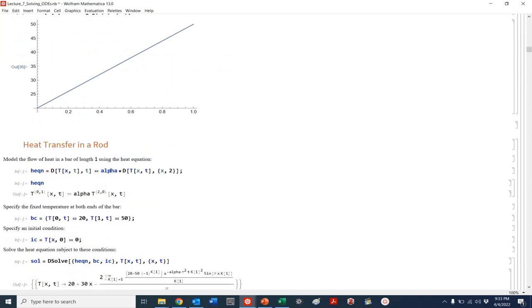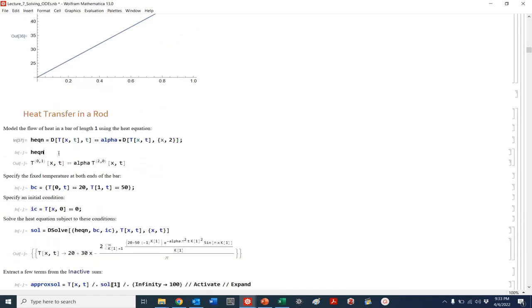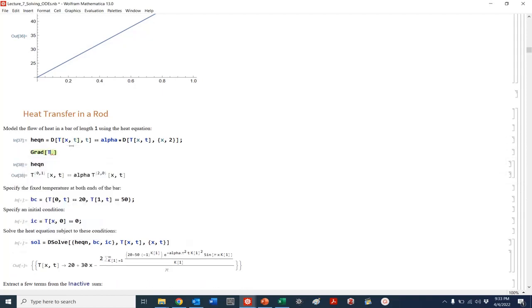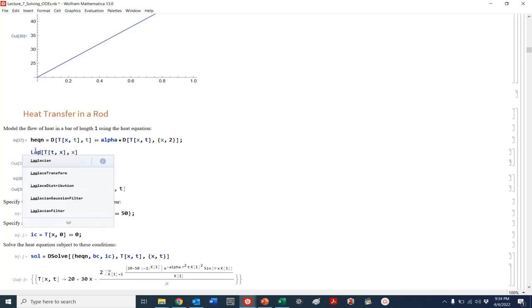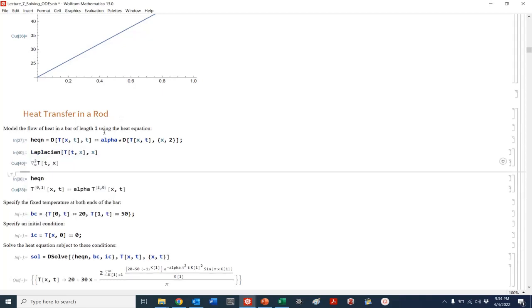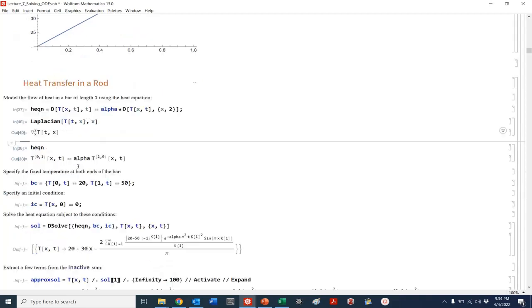You could also look at heat flow in a rod, but now time varying as well. So again, here's my heat equation. Again, this is telling me the derivative with respect to time, alpha times the second derivative with respect to x. You could also do that with grad. So you can also do basically grad of T as a function of t and x with respect to x. That'll give you effectively a very similar thing. If you want the second derivative, you need to do the Laplacian, which can give you something very similar.